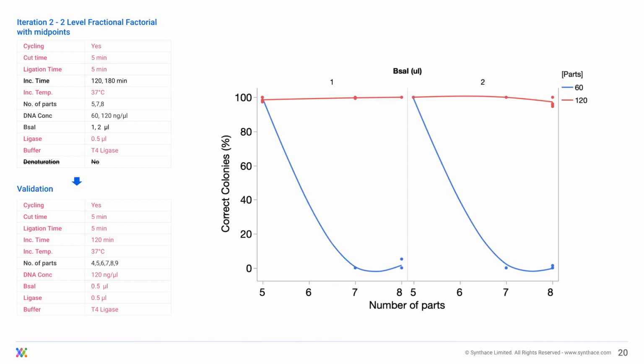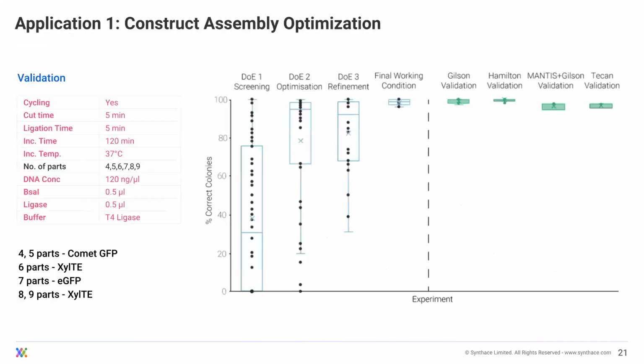And what we wanted to do was validate this particular set of conditions against a whole host of different numbers of DNA parts. And when we performed that validation, we did it against different genetic backgrounds as well. So we did 4 and 5 parts assembly with a COMET GFP genetic background, 6 parts assembly with a ZAL-T reporter construct, 7 parts assembly with an EGFP genetic construct, and 8 and 9 parts, again, with a ZAL-T reporter system.